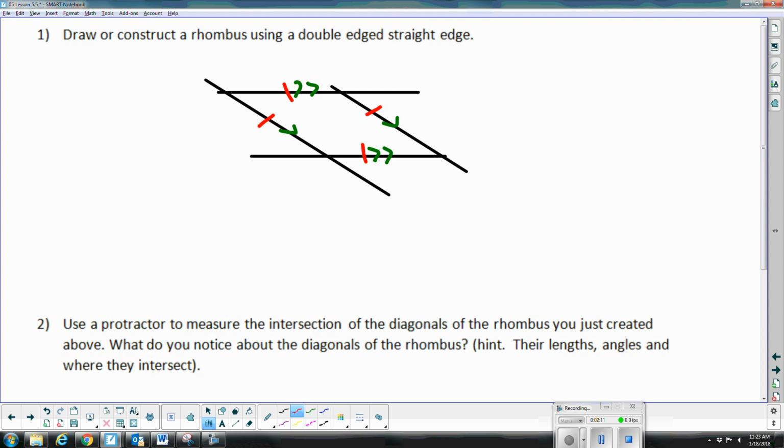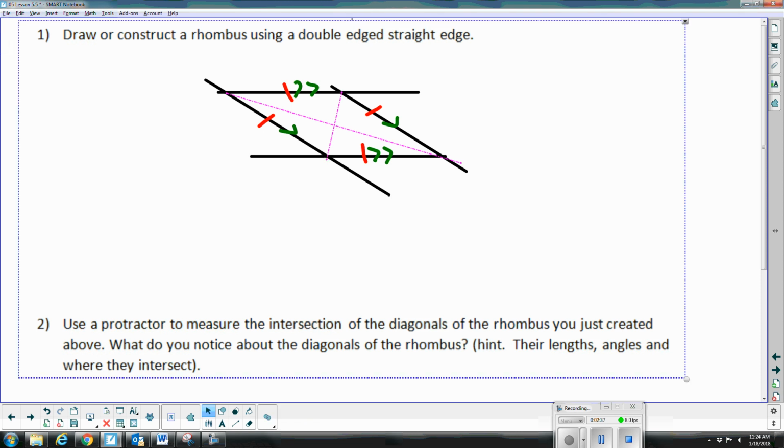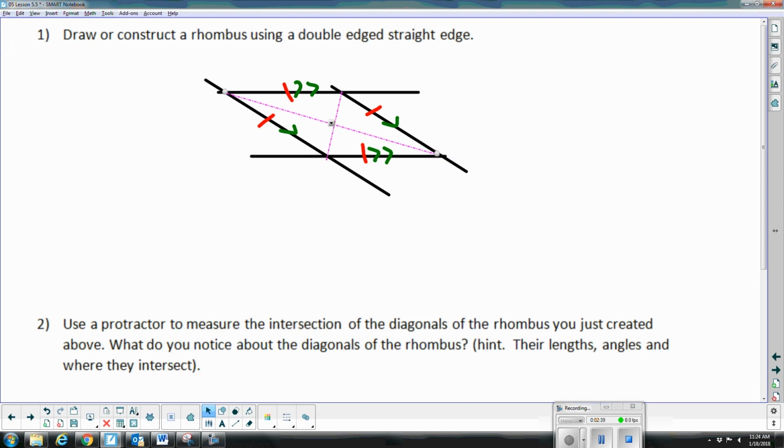Now I want you to use your protractor to measure the intersection of the diagonals of the rhombus that we just created. You're going to have to use your straightedge to, first of all, make your diagonals. So here are the diagonals of our rhombus. And use your protractor to measure where those intersect.